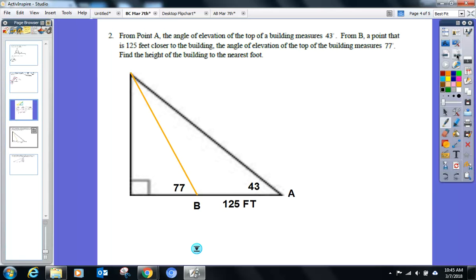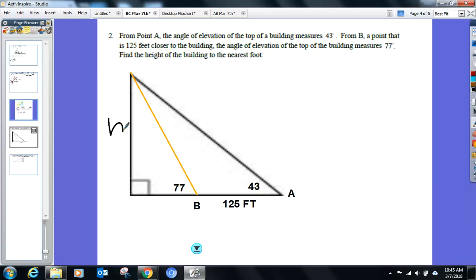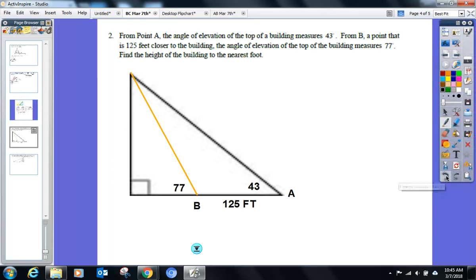Height of the building. There we go. I have no idea what that is. How about we change that to an H?